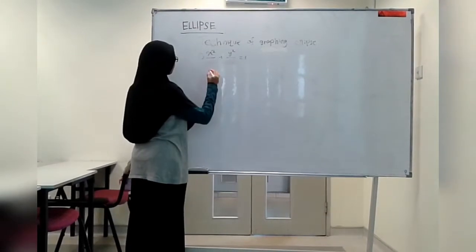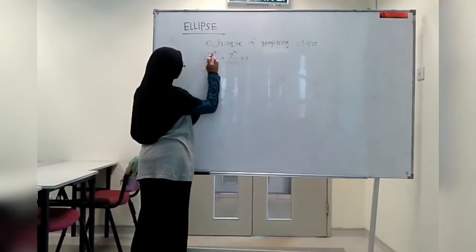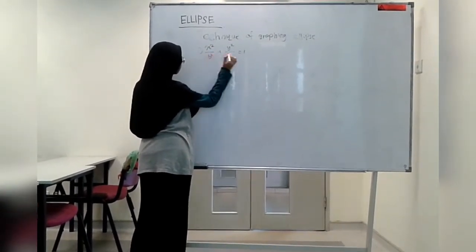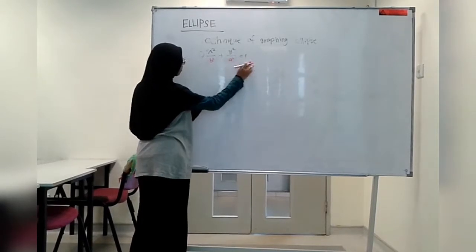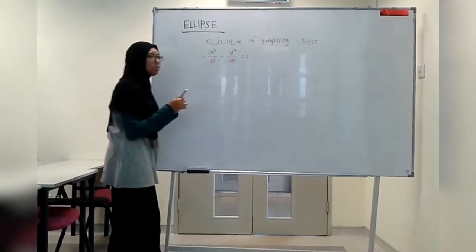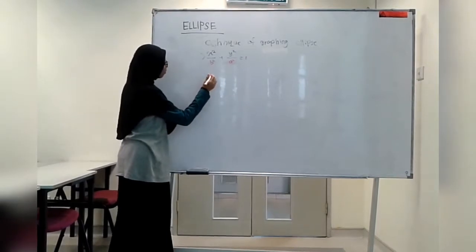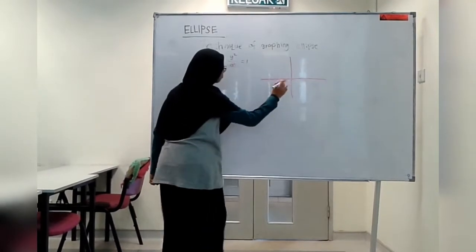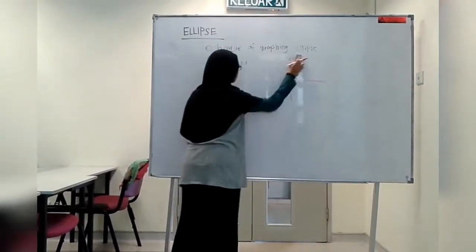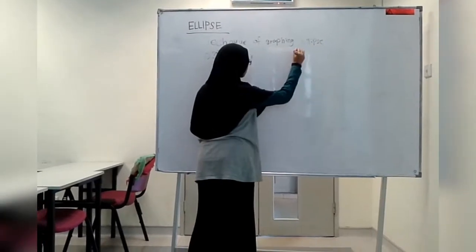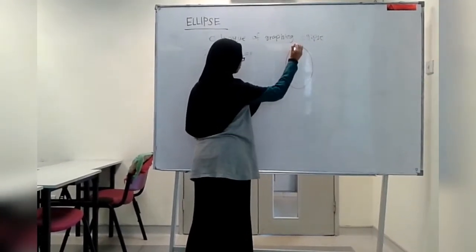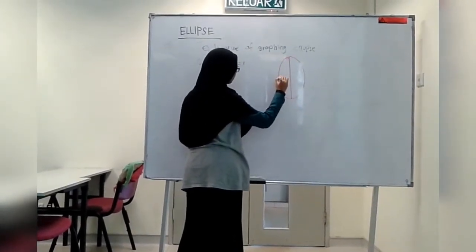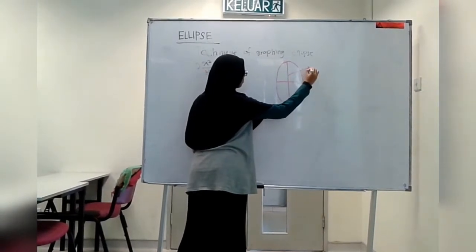So the second form is x squared over b squared plus y squared over a squared equals 1. So the x-intercept for this graph, the graph looks like this. It is vertical. Here is the major axis, and here is the minor axis.